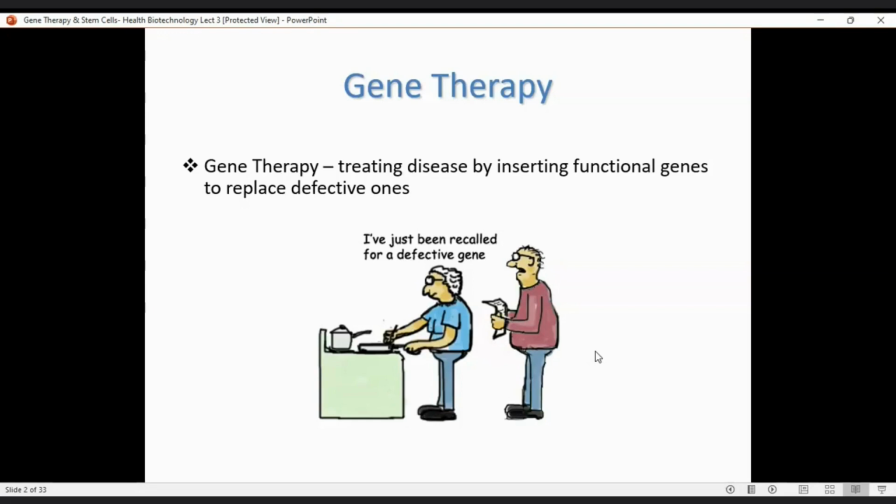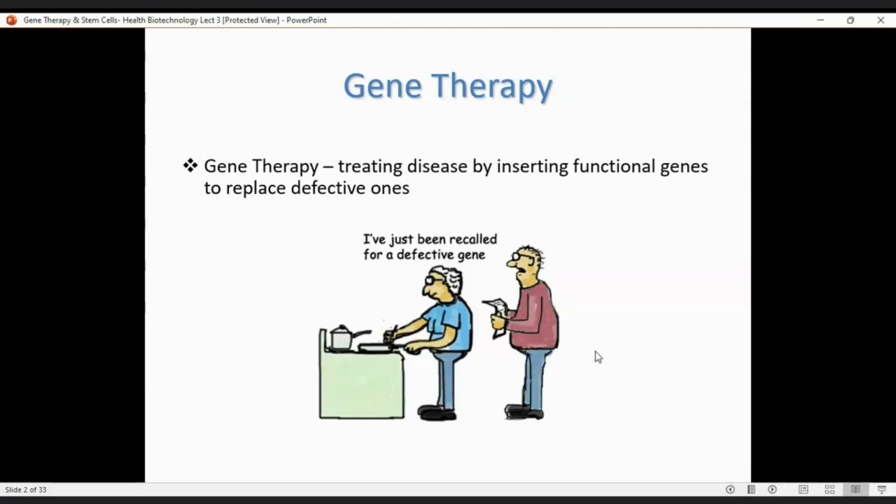In gene therapy, basically we take a gene from one organism or from one patient and replace it with another functional gene. It's basically replacement of defective genes in animals and living organisms. That is the basic idea of gene therapy.